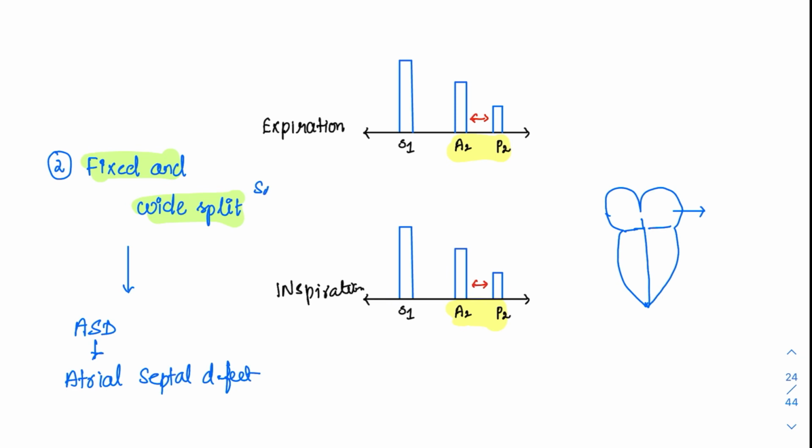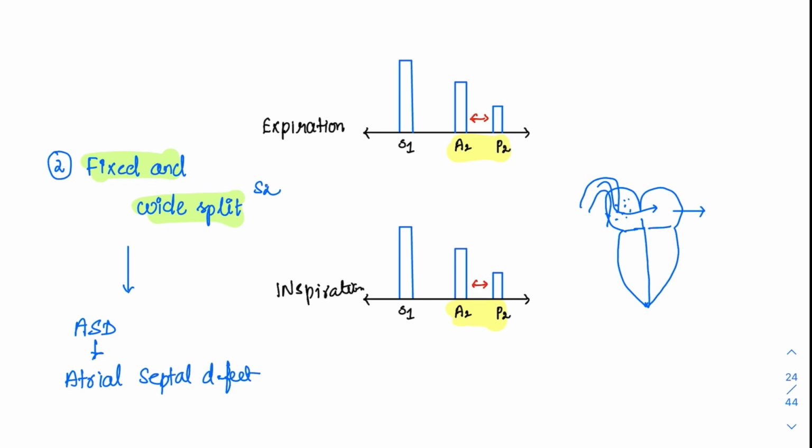How does this happen? Let's try to understand. Why does the splitting usually happen during inspiration? Because there is an increase in venous return. But right now we have an ASD. So what will happen? If the pressure on the right side is more, the excess amount of blood will go to the left side. So the pressure gets neutralized.